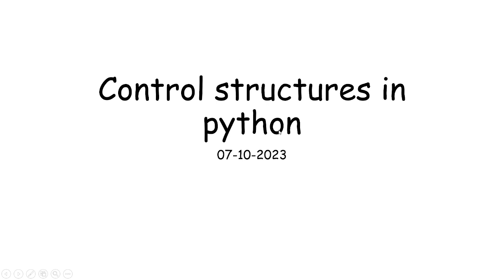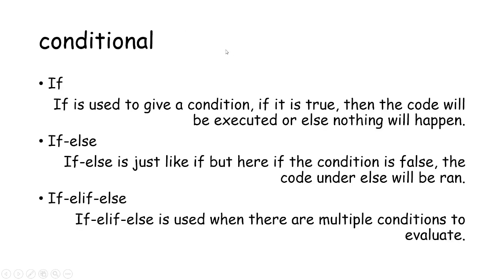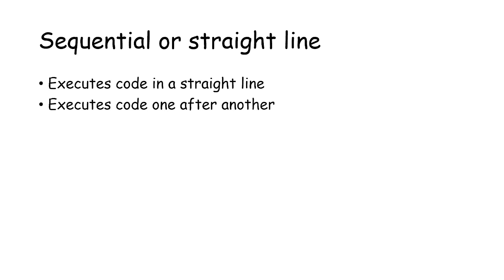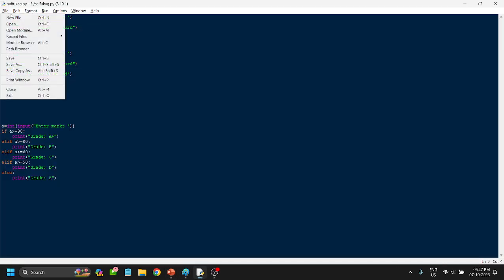Let's begin. So there are three types of control structures in Python: sequential control structure, conditional control structure, and iterative control structure. First of all, let's talk about the sequential control structure. It is also known as a straight line control structure, and it executes code in a straight line, or as we can say, one after another. Let's have a look at some Python code.